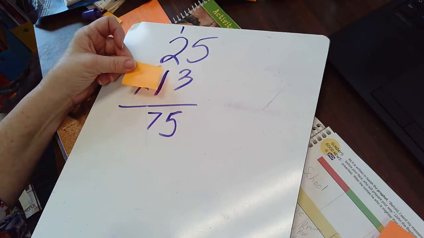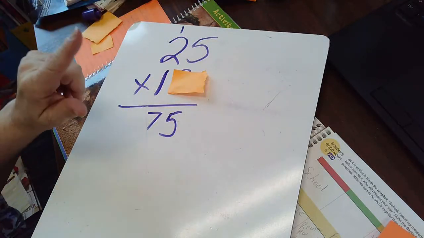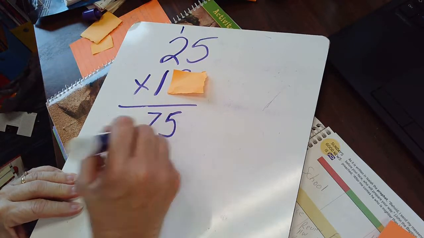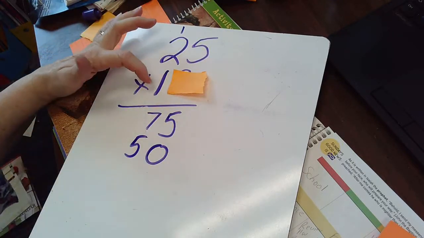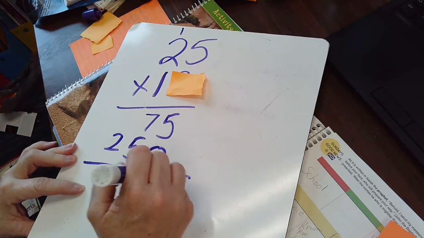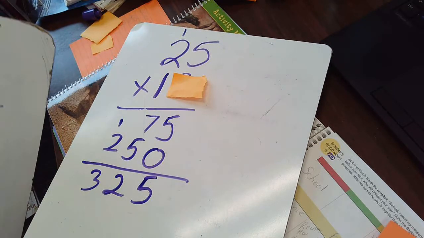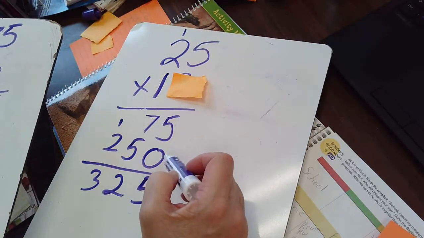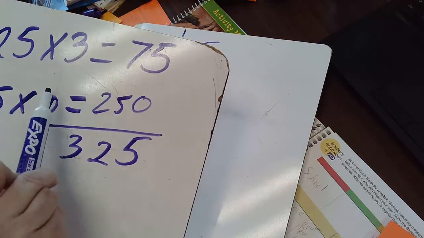Okay, so now we're done with the 3. And now we're doing 25 times this 1. But remember, we're really doing 25 times 10. That's why a 0 goes here. Because now we say 1 times 5 is 5, 1 times 2 is 2. And then we add, 12, carry the 1, 325. So now it makes sense why you always put a 0 down here, because you're really multiplying by the 10.